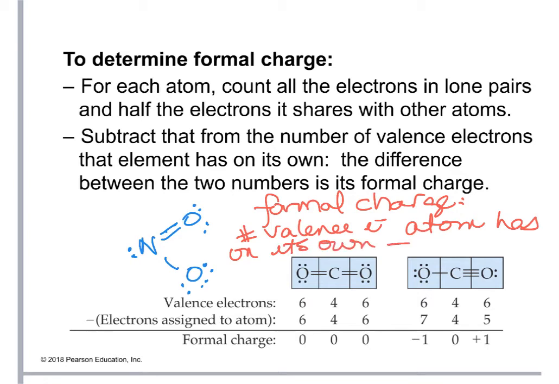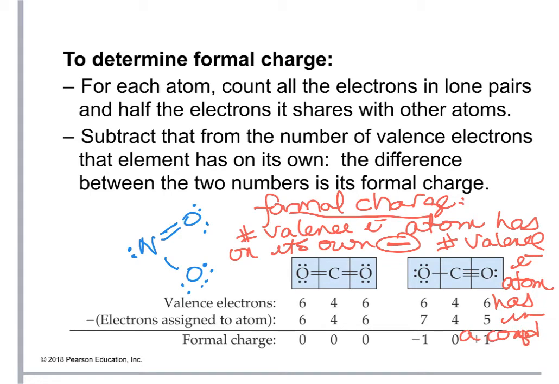Okay, minus the number of valence electrons that atom has when it's in the compound. And I'm going to give you examples. So the number of valence electrons an atom has on its own when it's not part of a compound, minus the number of valence electrons that same atom has in the compound you're looking at. So let me give you an example.